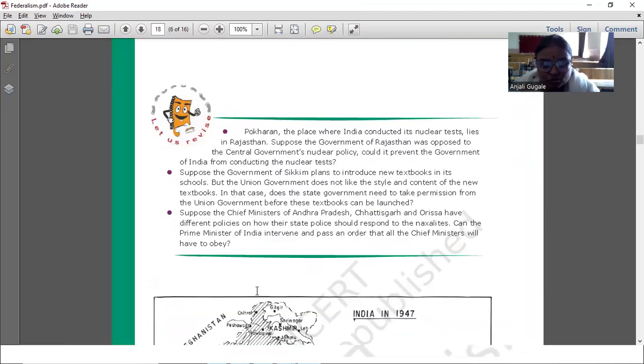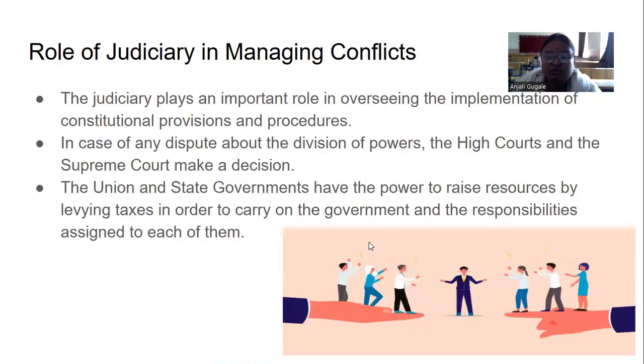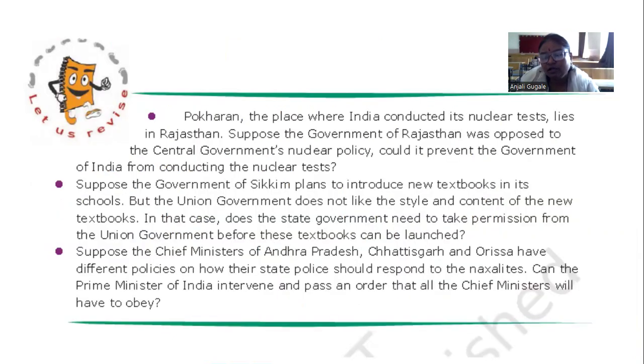All these will show that there may be conflicts. This has been explained in this slide, how the judiciary plays a key role in managing the conflicts between all three tiers of government in our country. Now let us look at these activity questions, and we'll look at the solutions to the activity questions.